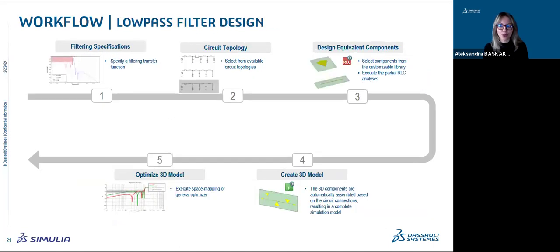Another possible workflow in FD3D is a low-pass filter design. The workflow is similar to the bandpass filter design with the differences in step 3. Here, instead of eigenmode solver, we applied partial RLC solver to design 3D models for equivalent inductor and capacitor components. Then the 3D components are automatically assembled based on the circuit connection, resulting in a complete simulation model. And it is necessary to carry out final optimization of the entire 3D model.